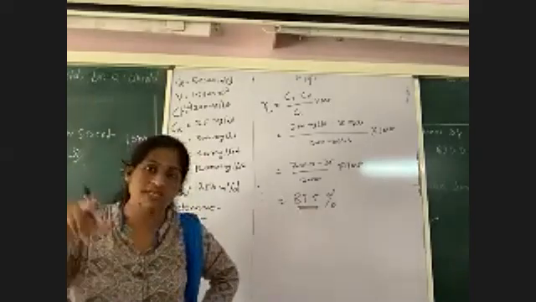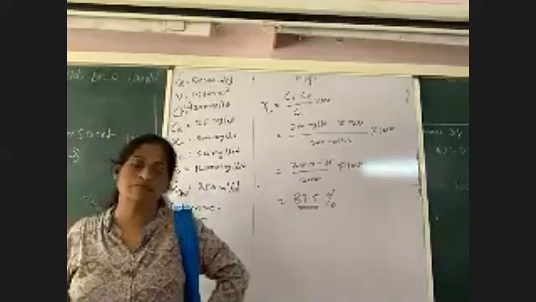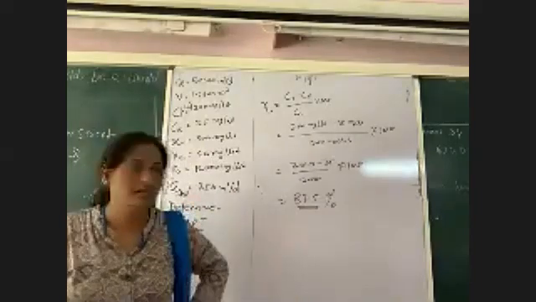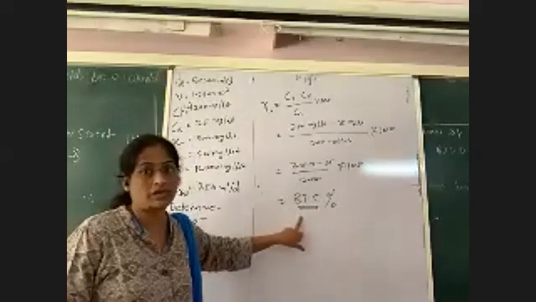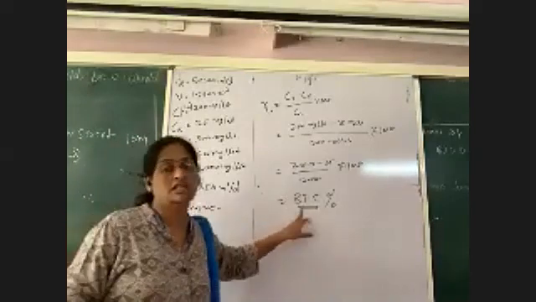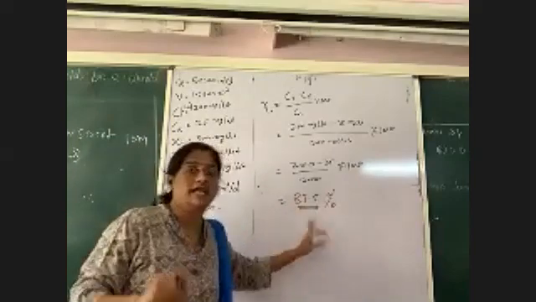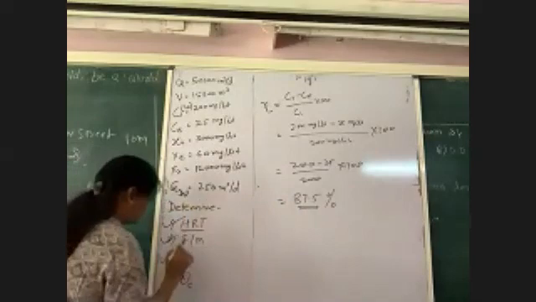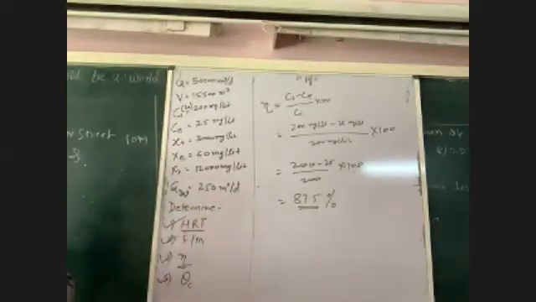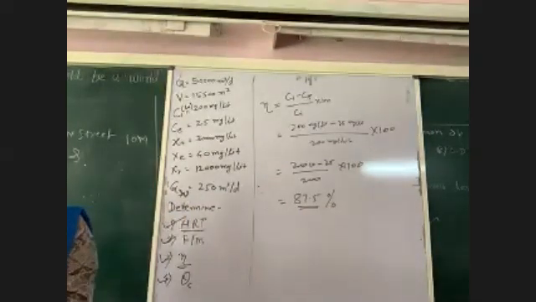Whatever the water is leaving from the tank, in that BOD will remain as 12.5%, because the efficiency of your tank is 87.5%. It's easy now. So now the last one is the theta C. Calculate sludge age.